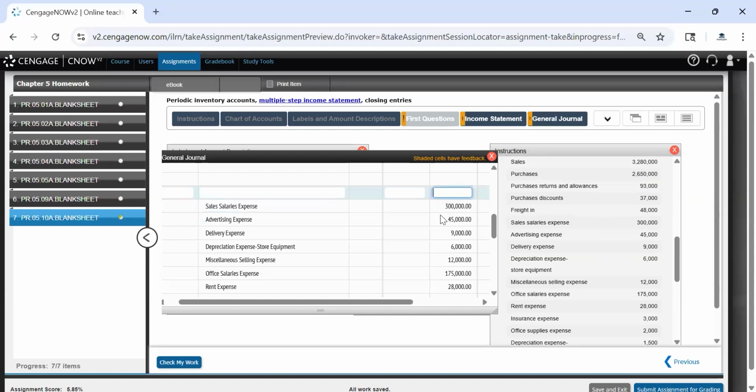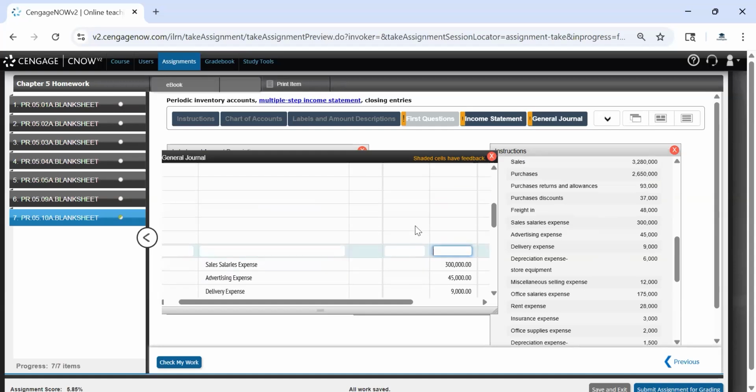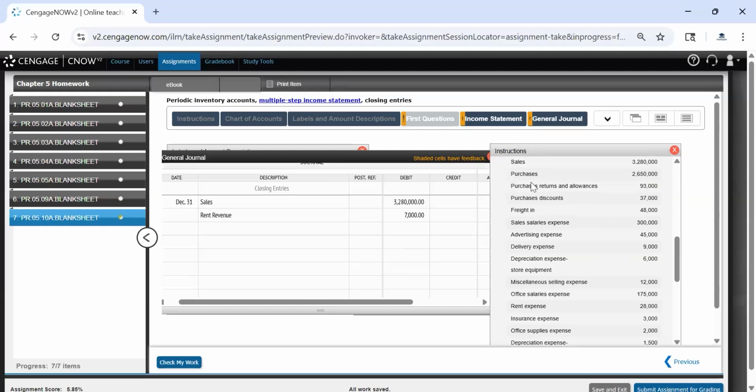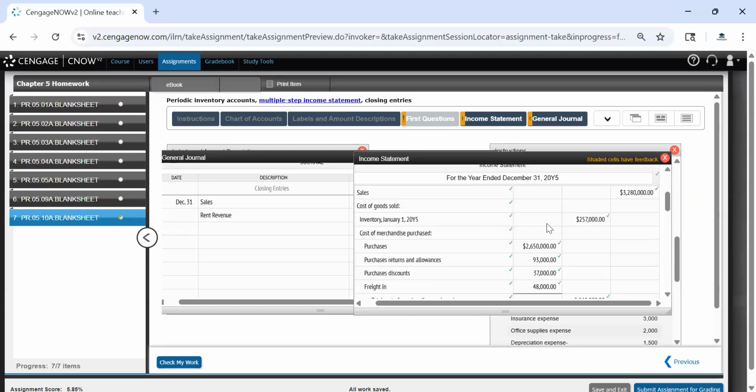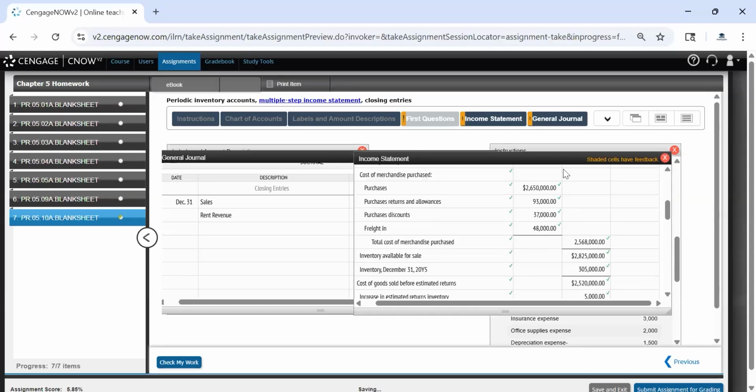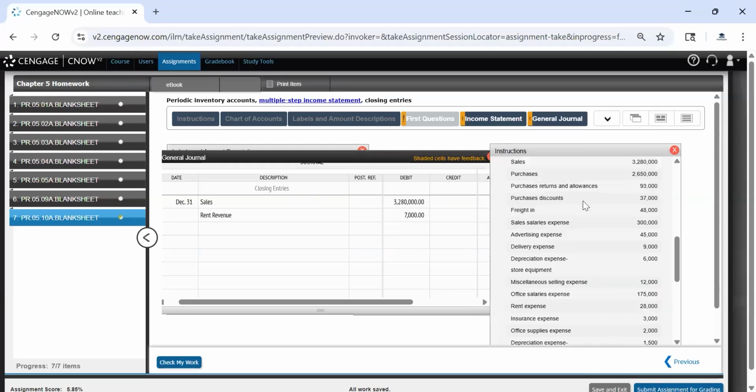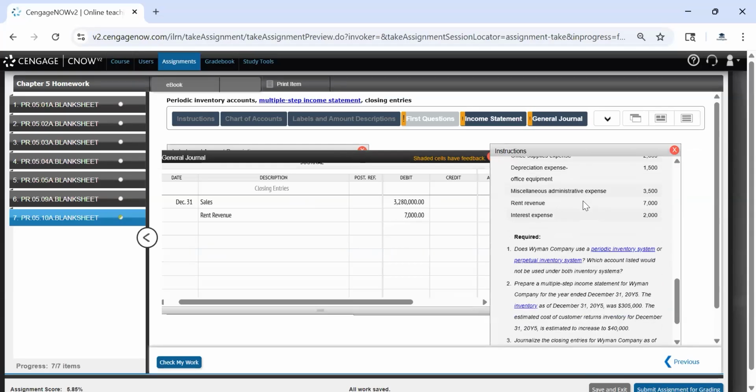Now all that's left is to do our entries unique to the periodic inventory system. And this is to close out all of our purchases, purchase returns and allowances, discounts, freight in. Because beginning inventory shows up on the income statement, it's used to calculate our cost of goods sold. So in order to calculate it for our debits and our credits here, for illustration purposes, we're going to include a debit and a credit to inventory, as opposed to debiting or crediting the net change in inventory.